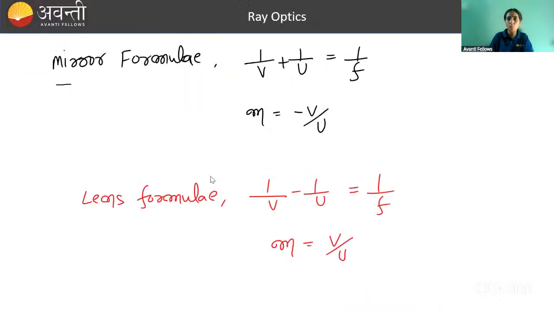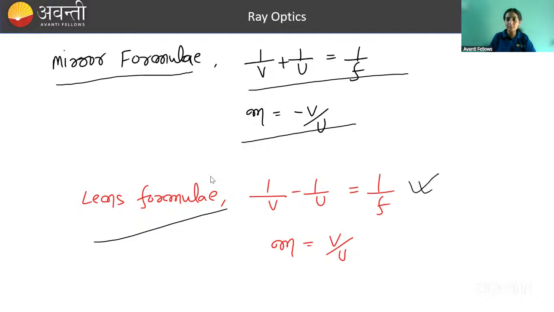What is the mirror formula? In case of mirror, we studied concave mirror, convex mirror, plane mirror. For all these three kinds of mirror, if we have to calculate image distance for object distance given and focal length given, we can apply this formula. Magnification is minus v by u. For the lens formula, this is the object-image distance relation, and this is the magnification formula.